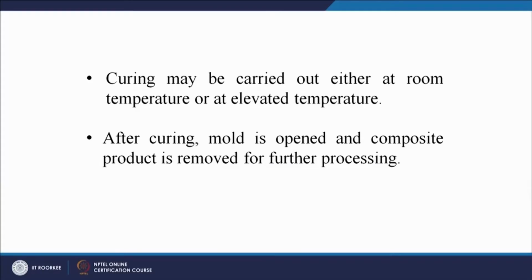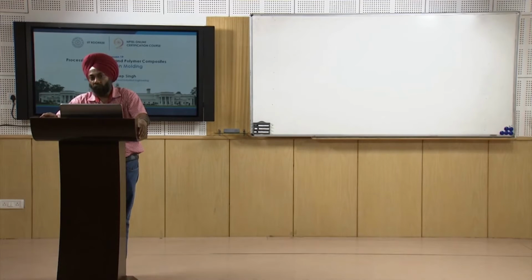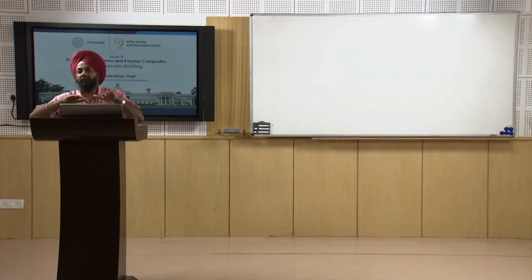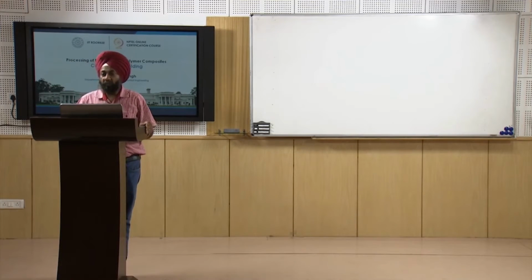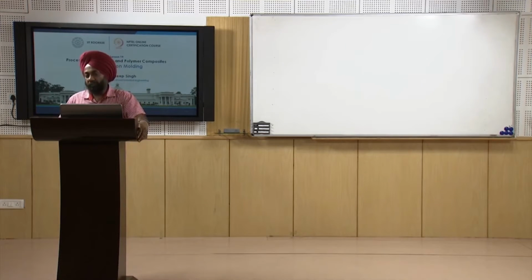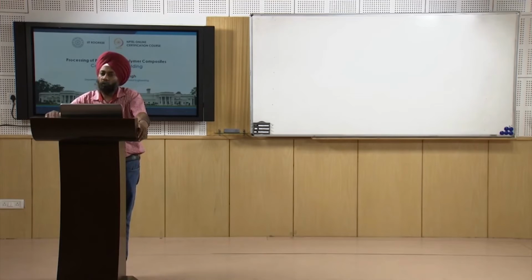Curing may be carried out either at room temperature or at an elevated temperature, specifically for thermosetting type of polymers. After curing, the mold is opened and the composite product is removed for further processing. Further processing may involve trimming of the edges if there is a formation of flash. Sometimes we may go for heat treatment of the product that we have made. Sometimes we may be required to cut a particular section inside the product. All these steps come under further processing.